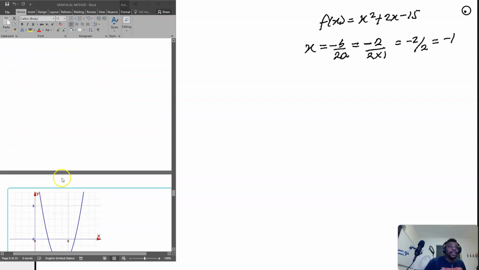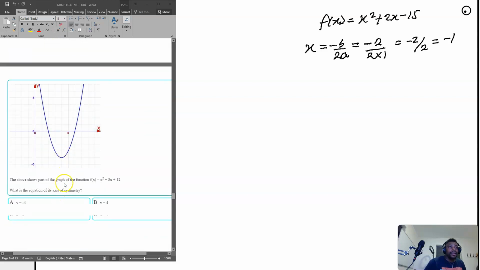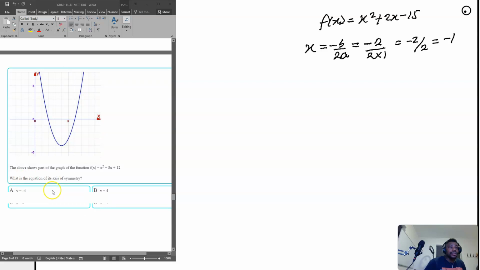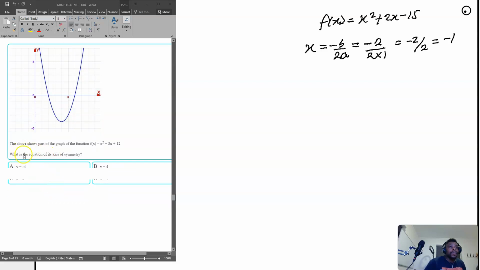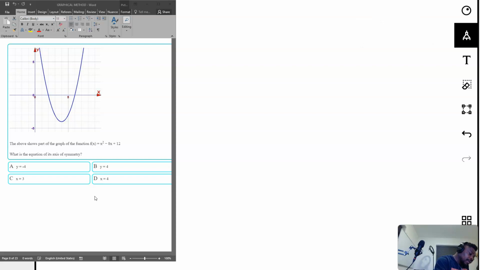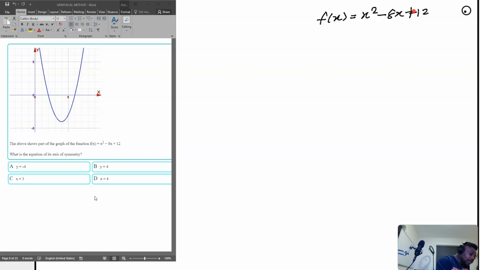Next question here. What is the equation of its axis of symmetry? So for this one, f of x is equal to x squared minus 8x plus 12. Axis of symmetry is still x equals minus b over 2a.